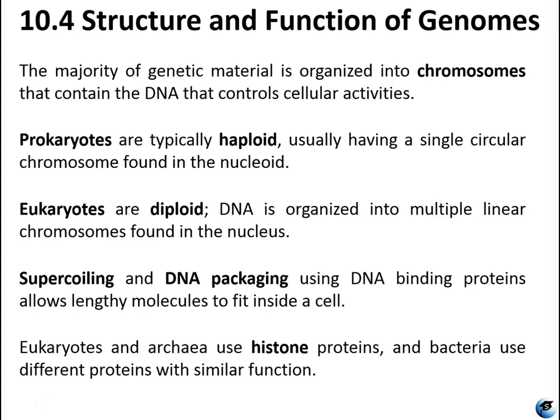And the way that these really long, complicated, very complex molecules of DNA can fit into the nucleus or the nucleoid is through a process called supercoiling and DNA packaging. This has to do with binding proteins that coil the DNA up together, and they only become uncoiled whenever the cells are undergoing division. So before DNA is replicated, before the cells divide, the chromosomes become uncoiled. Eukaryotes and archaea have histone proteins that do this, and bacteria use different kinds of proteins, but they have similar function.